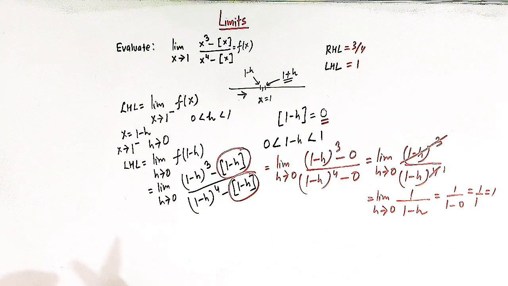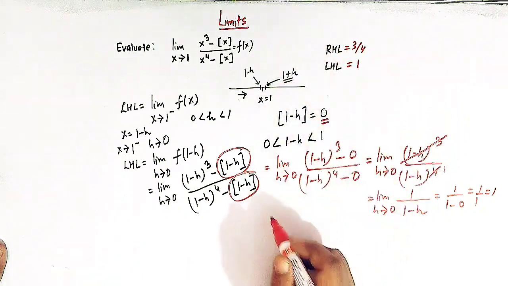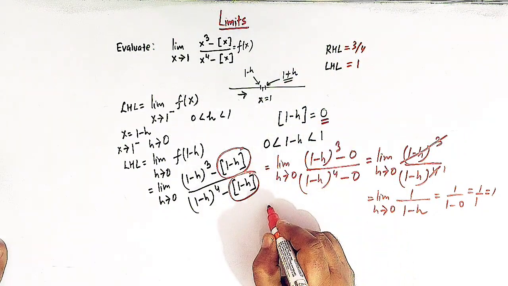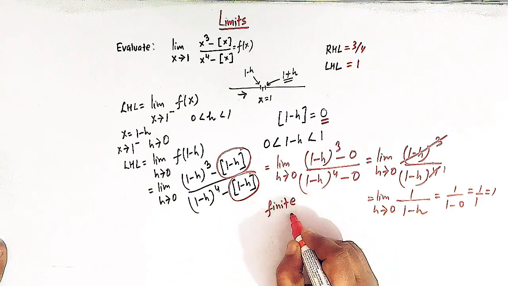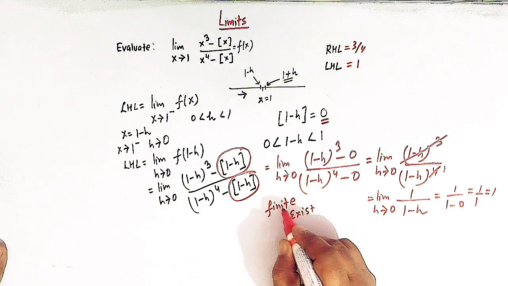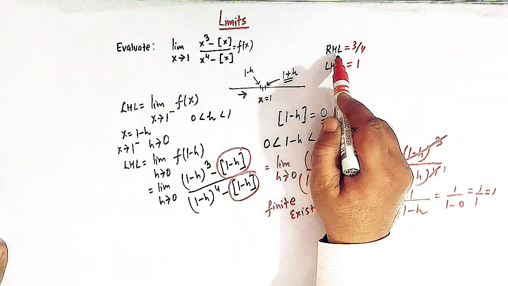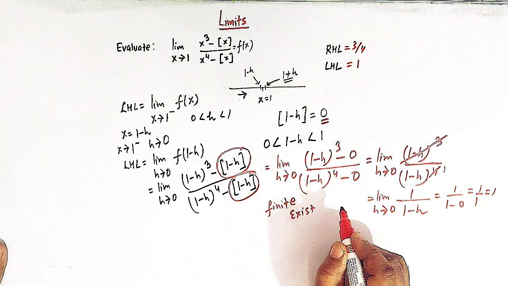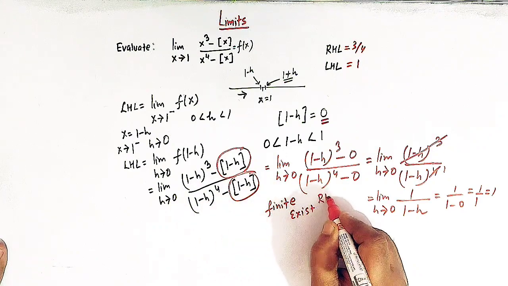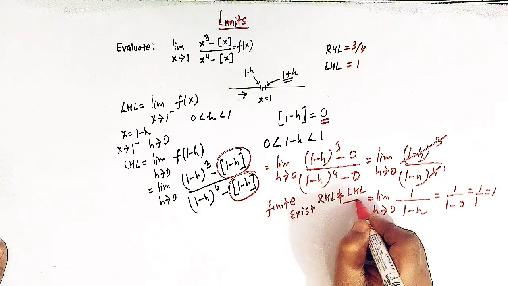So yes, this is how we can calculate the right hand limit and left hand limit. And here it is interesting to note that the right hand limit and the left hand limit both are finite, right? And both exist. So these two are a very important thing here. So the right hand limit and left hand limit both are finite and they exist, right? But they are not equal. So the right hand limit is not equal to the left hand limit.